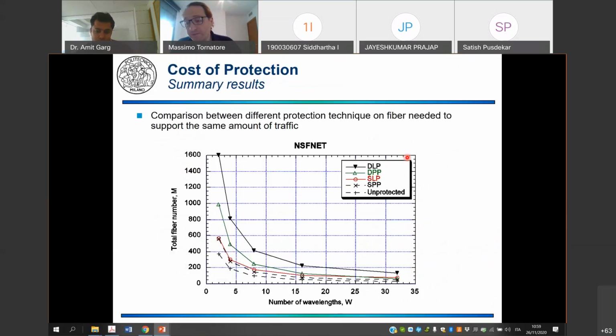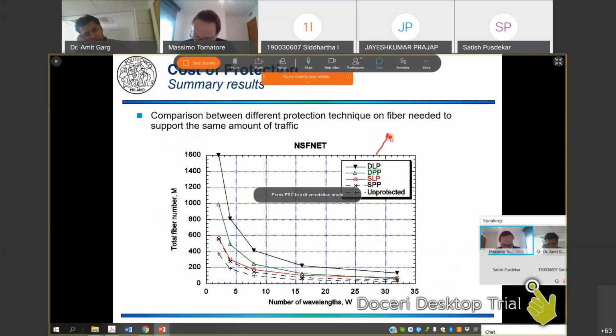In conclusion, we have 4 approaches: dedicated link protection, dedicated path protection, shared link protection, shared path protection. Conceptually, we have 4 approaches.